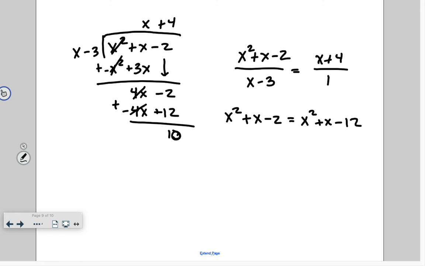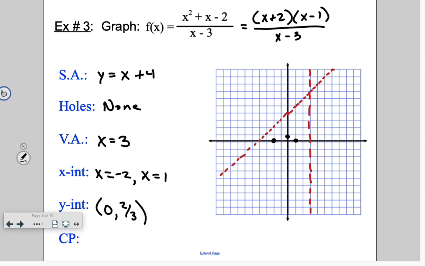And now we start moving things around to see, do I actually get an answer for x, or again, does everything go away? Well, if you subtract x squared, regardless of which direction, those go away. If you start moving x's around and subtract that, those actually cancel out, and you're left with negative 2 equal to negative 12, which means you don't have any cross points. Okay? There is no value of x that would equal x plus 4, that would be on that slant asymptote. So cross point, once again, we can add down here, there isn't any.